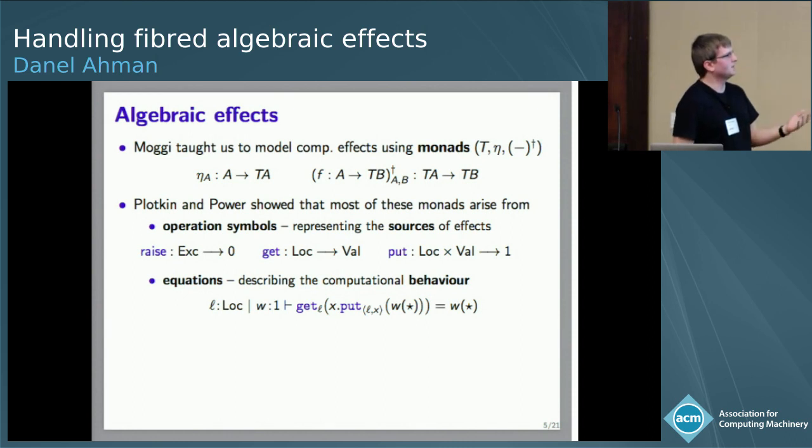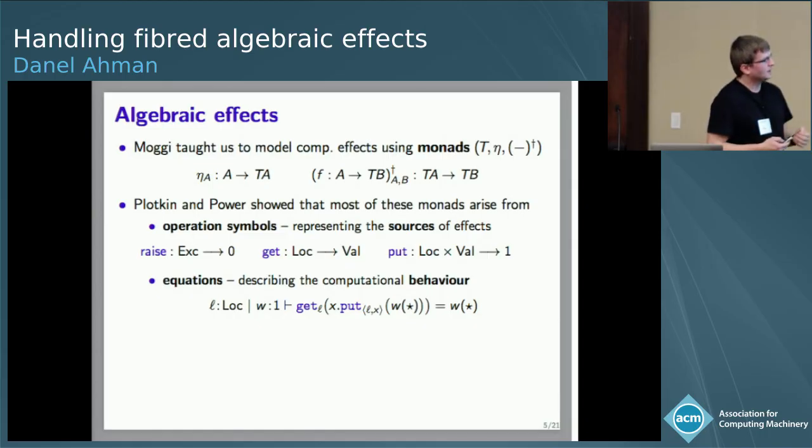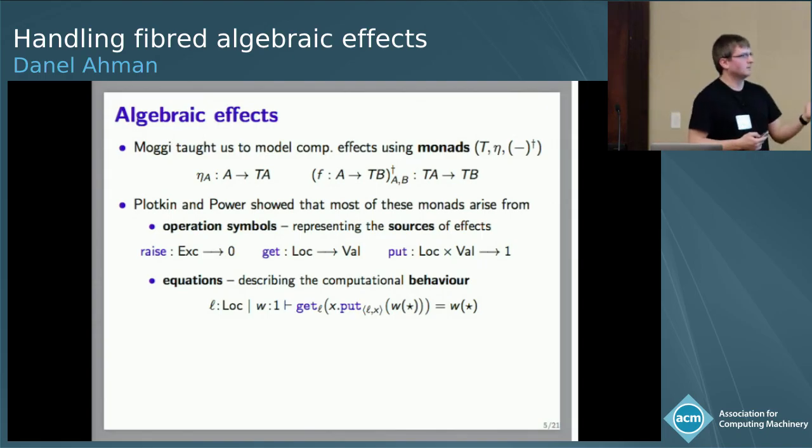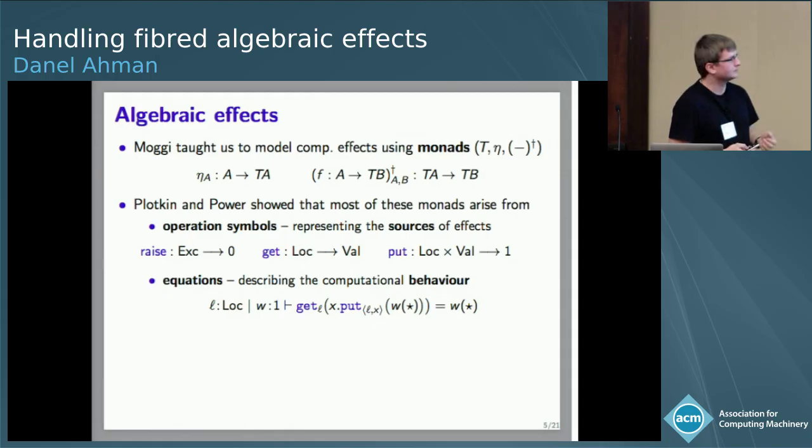introduced as models of effects actually arise from very nice syntactic PL-ish presentations in terms of some operation symbols and some equations. You should think of the operation symbols as representations of sources of effects, like raising exceptions, getting a value from the store, putting a value to the store, and then the equations as describing some computational behavior. Here is one example equation from the theory of state, which just says that if I read a value from a location, if I put it back, then that's not observable. This is one of the 5 equations of that theory.